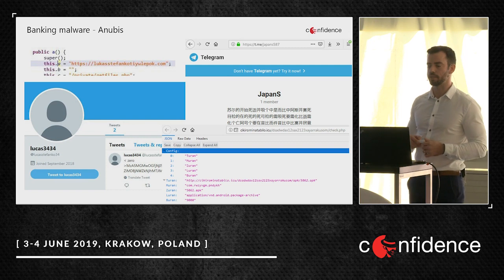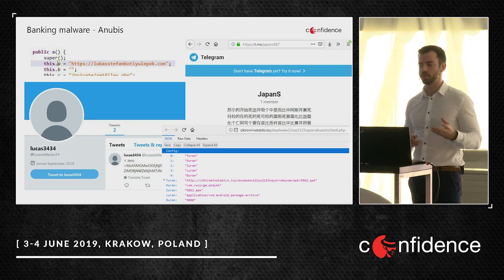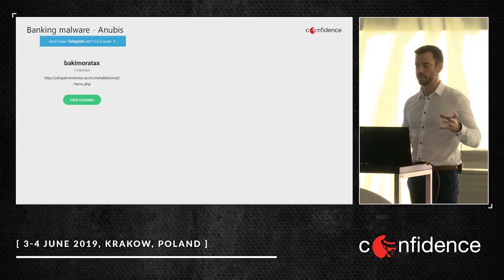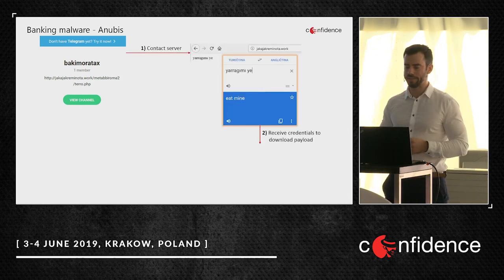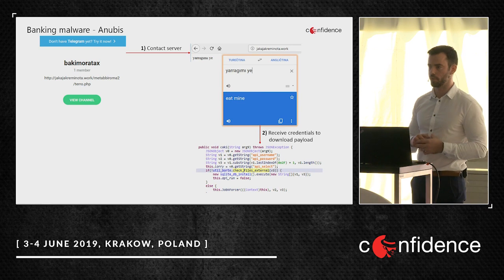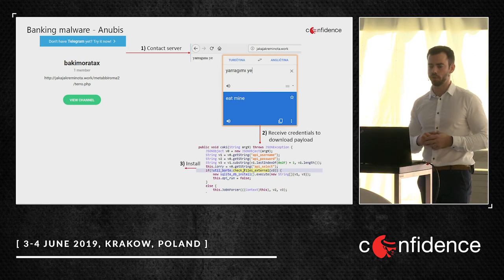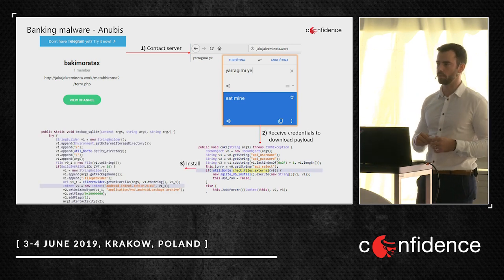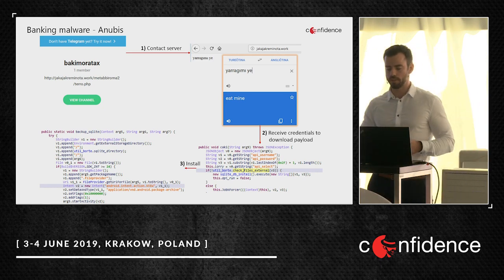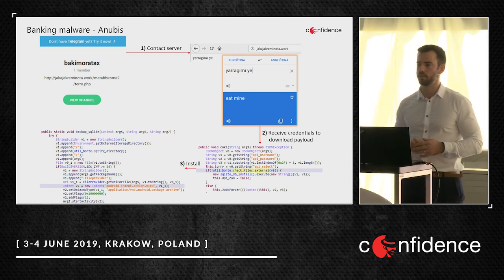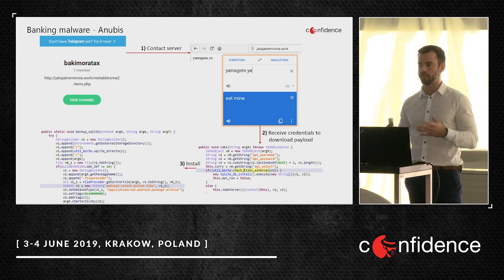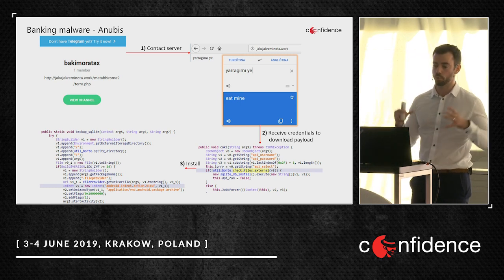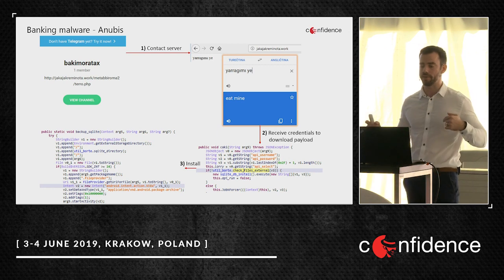The latest version of the CNC is adding one extra step. It requests the server from a Telegram channel, then needs to have credentials, and using the credentials it can download the additional payload. This is most likely done to restrict malware researchers from getting their hands on their latest payload. So this was the communication between the CNC and the infected device.